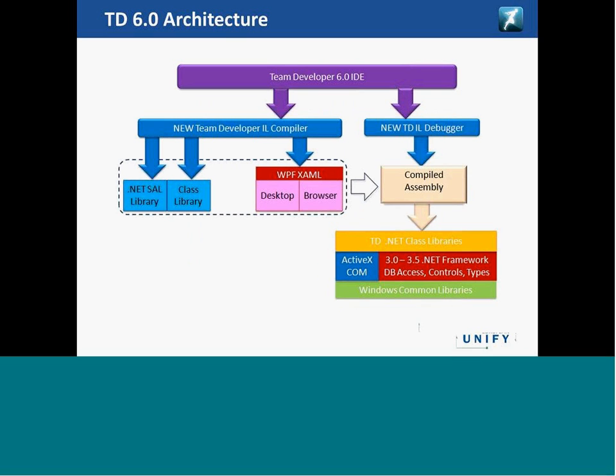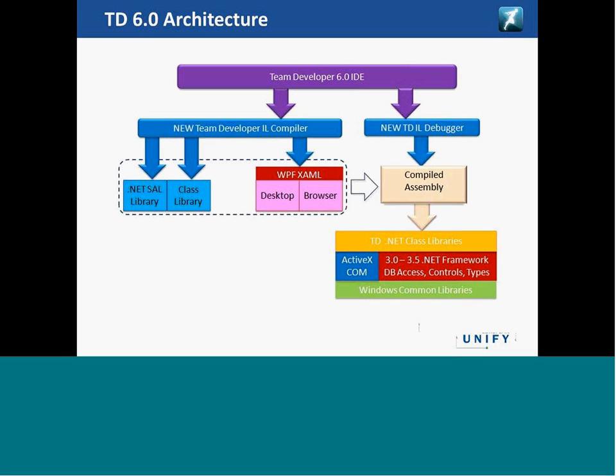The architecture at this point, to make it short, has a new Team Developer English language compiler. This compiler can create .NET libraries, class libraries, WPF example desktop or browser applications. We have included the new Developer Intermediate Language Debugger. This is a Microsoft debugger which is used to debug compiled assemblies.